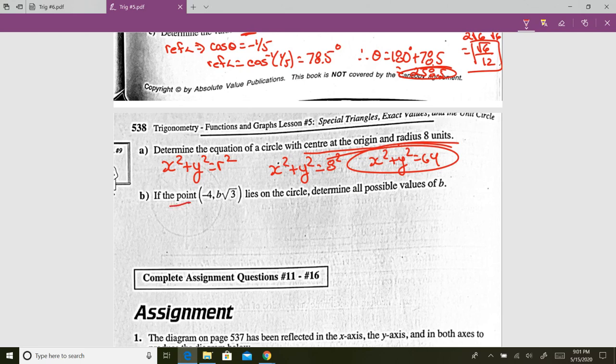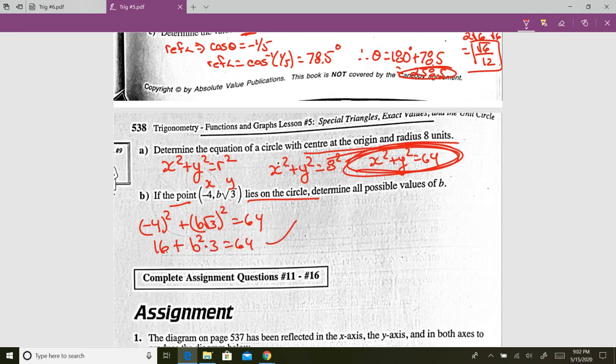If the point negative 4, b root 3, there's your x, y, lie on this circle, okay, this one right here, determine all possible values of b. All right, plug them in. So negative 4 squared plus b root 3 squared has to equal 64. Negative 4 squared is 16. That's going to give me b squared. Root 3 and root 3 is just 3 equals 64. Move the 16 over. So 64 minus 16 is 48. So I got b squared times 3 is equal to 48. Divide off the 3. I'm going to get b squared is equal to 16. Square root it, which is plus minus 4. And there you go. All right.